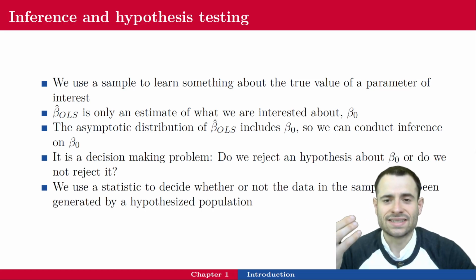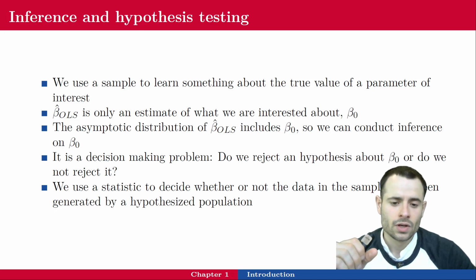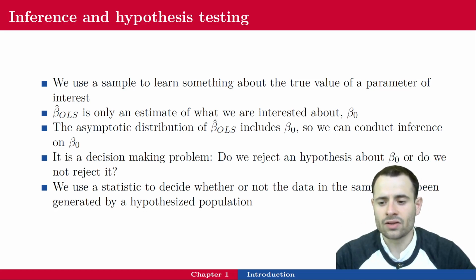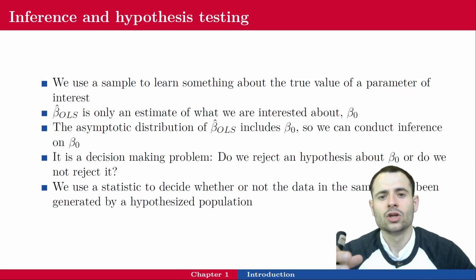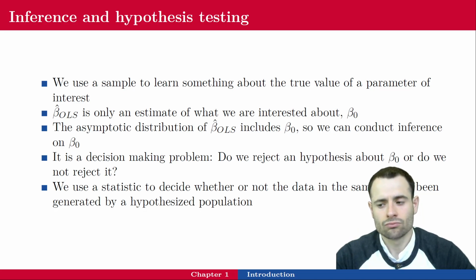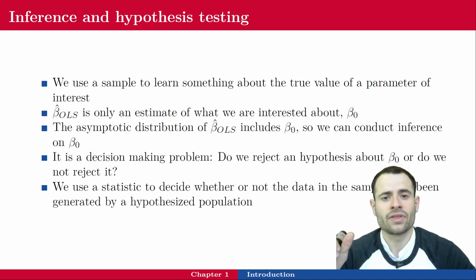We use a statistic, it's going to be a formula, to decide whether or not the data in the sample have been generated by the hypothesized population. So we make an hypothesis. If this hypothesis is correct, the data should have been distributed in a specific way. The sample should look like a certain feature. Under that feature, is it likely that my beta 0 is equal to my hypothesis or not?